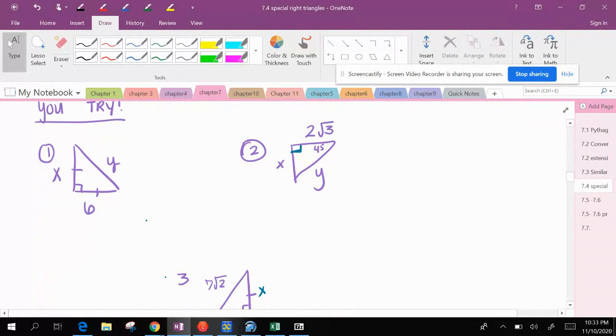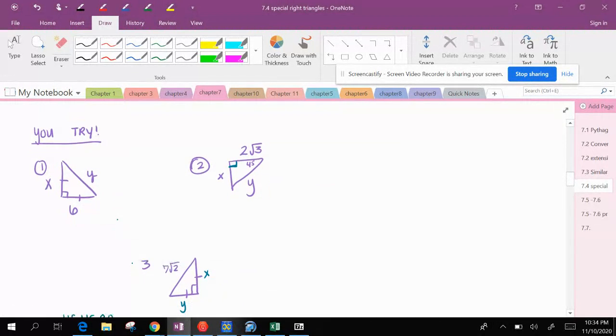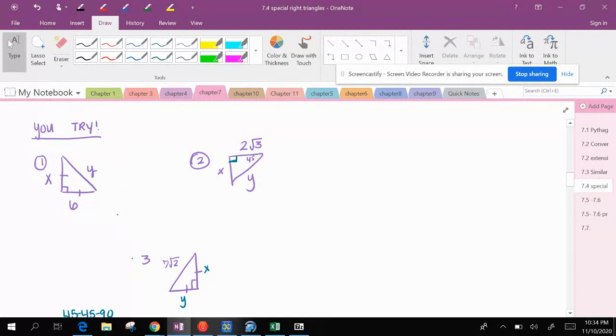All right, so we're going to try. I'm going to rapid fire questions at you. For number 1, what is the value of x and y? It's 45, 45, 90. You know because both side lengths are the same, and there's a 90-degree angle box, so we can assume that these both are the same. So x is 6, and y is 6 radical 2.